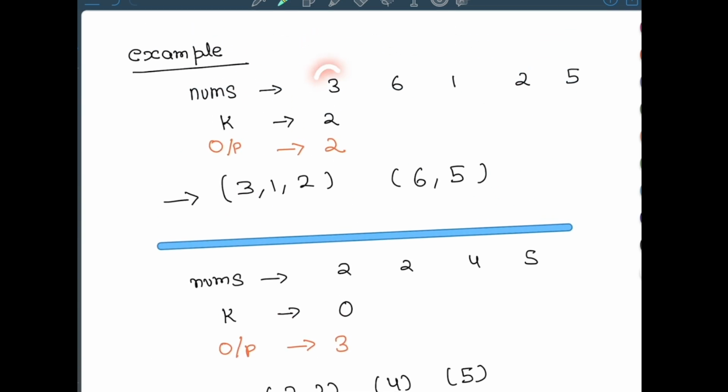If you see, the input is 3, 6, 1, 2, 5 and the value of k is 2. Right now, if I ask you to try to solve this question without any programming language, then what can you do?